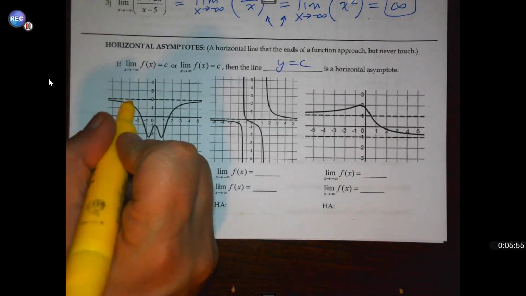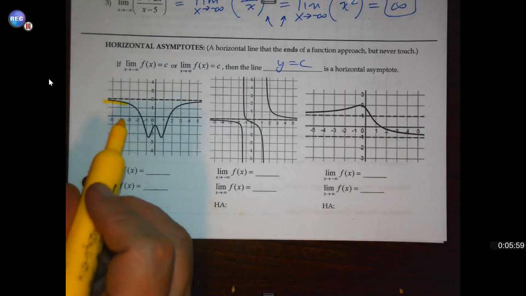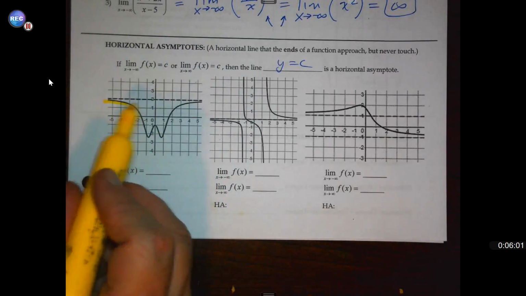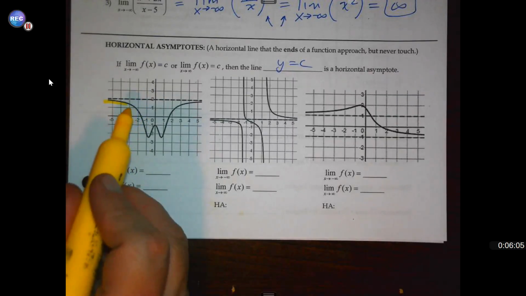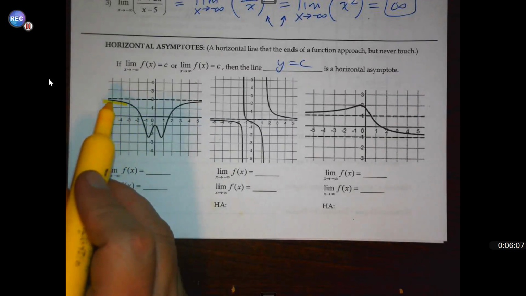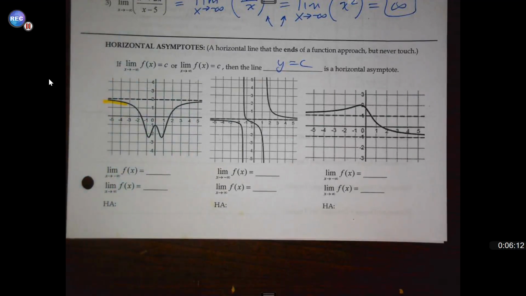So if we just highlight the left end of the graph, we can see that it's leveling out towards that dashed horizontal line. So that means the limit of the function as x goes to negative infinity would just be a value of positive 2.